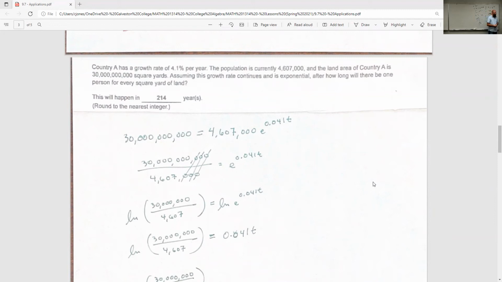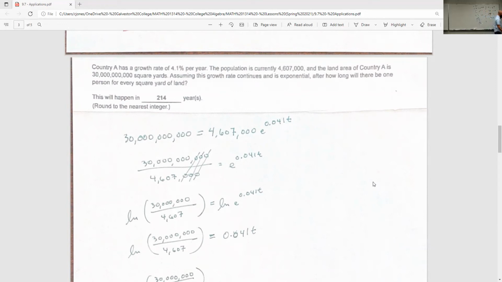Okay. All right. So it says country A has a growth rate of 4.1%. The population is currently 4.607 million people. The land area of country A is 30 billion square yards. Assuming this growth rate is exponential, how long after will there be one person for every square yard of land? Okay, for that. So we know our ending amount, we know our starting amount. We're looking for time on those pieces.